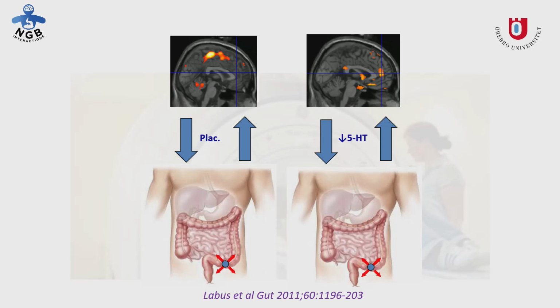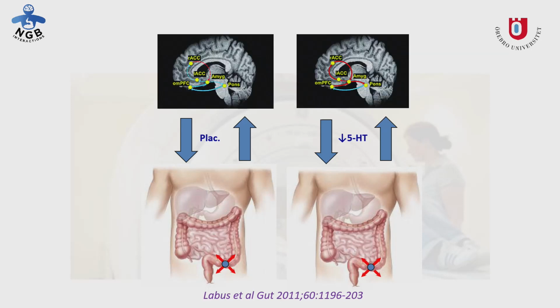But the difference is that we made these subjects for some hours actually very low in tryptophan levels and also very low in serotonin levels. So the only difference is the serotonergic signaling between the left and the right panel of this slide. And you see in the right panel that other parts of the brain were activated in exactly the same experiment.